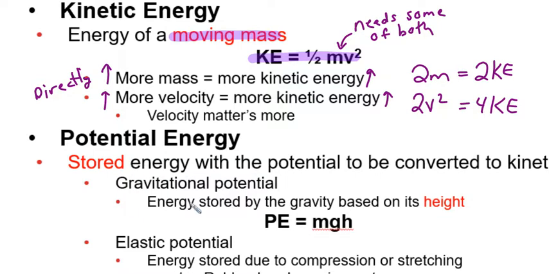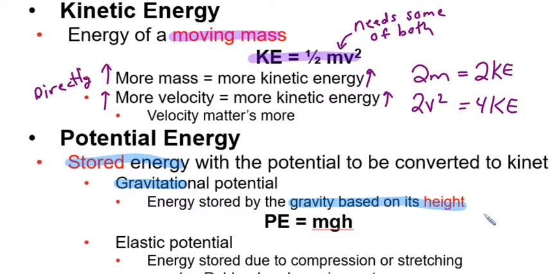When we talk about potential energy, we're talking about the energy that is being stored up, waiting to be used for some action. We have different types of potential energy. Here we list gravitational potential energy and elastic potential energy. Gravitational potential energy is the energy that's stored because of gravity. So when something's high up in the air, gravity has the ability to make it fall down.